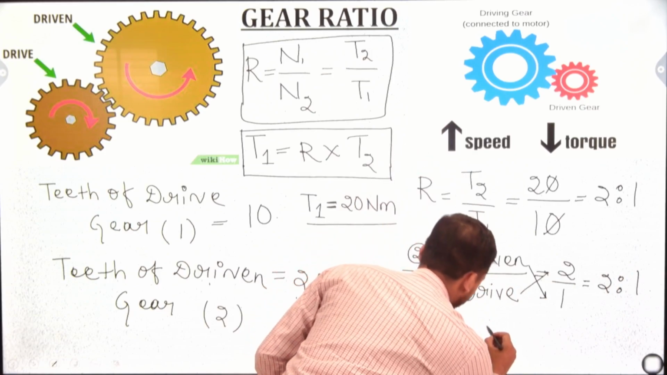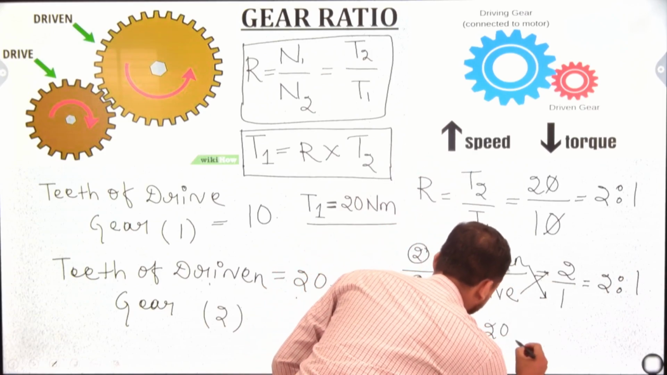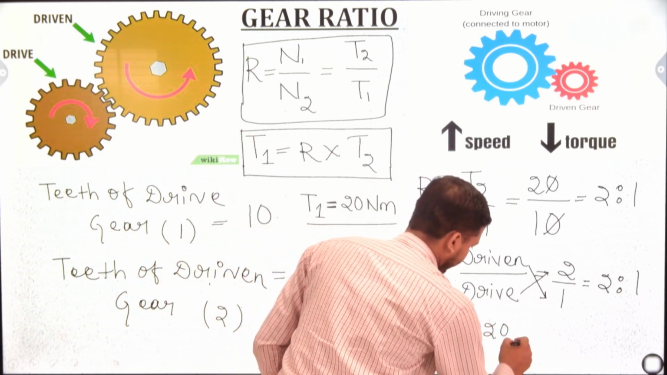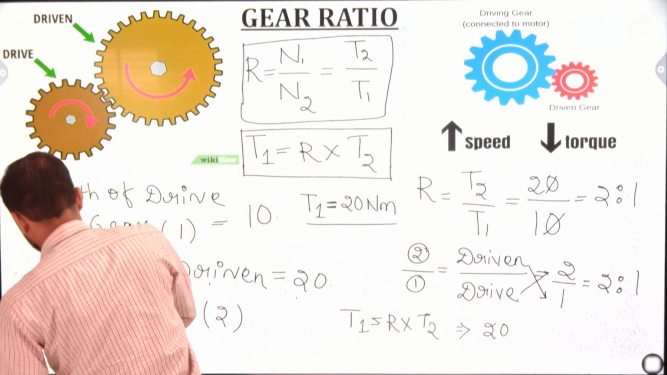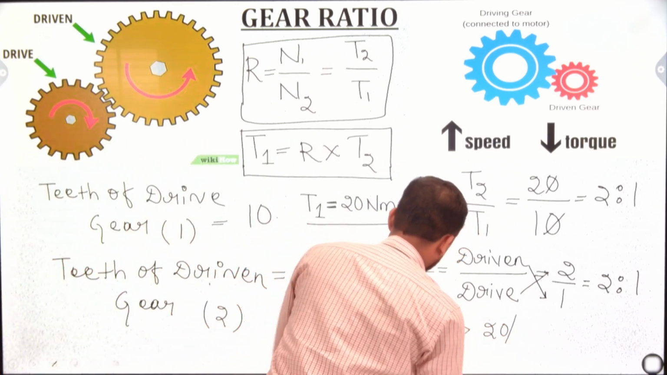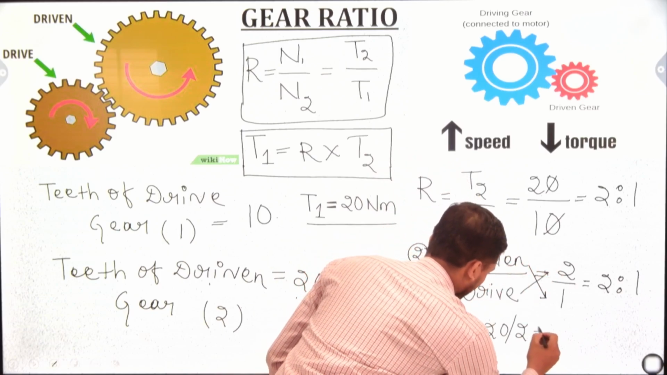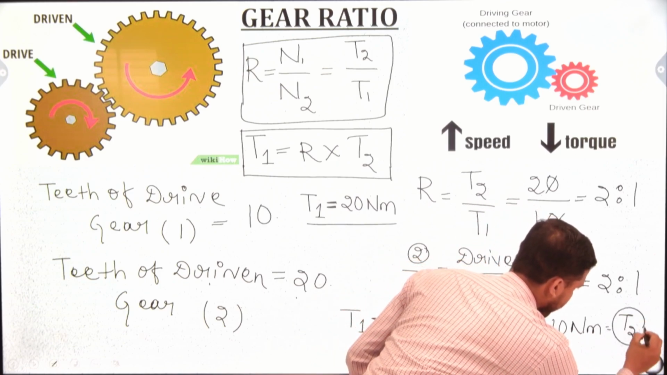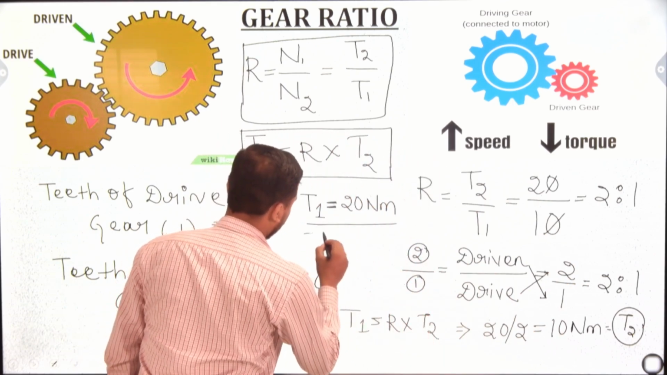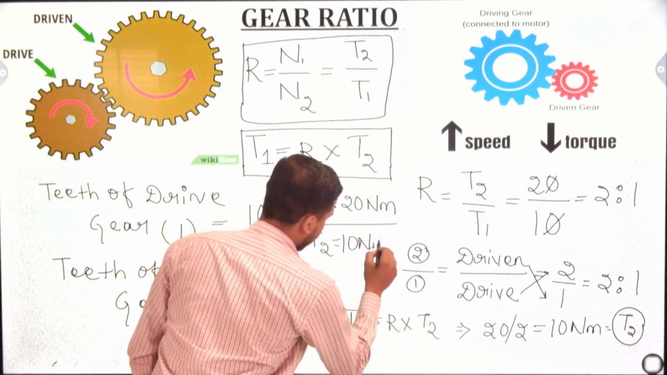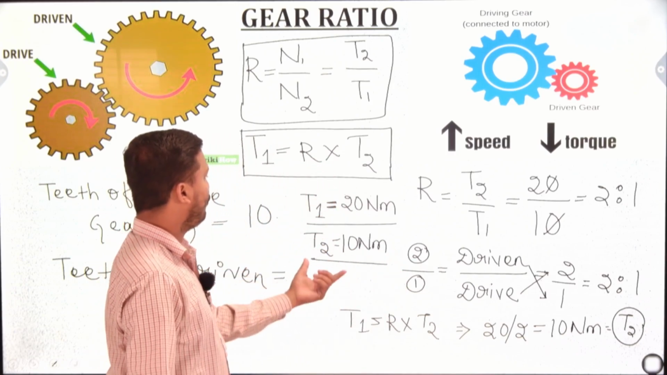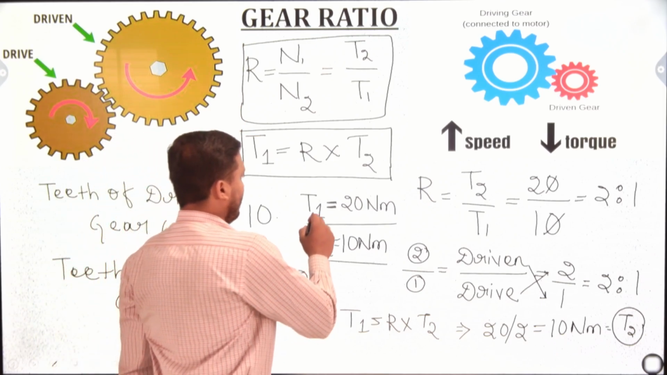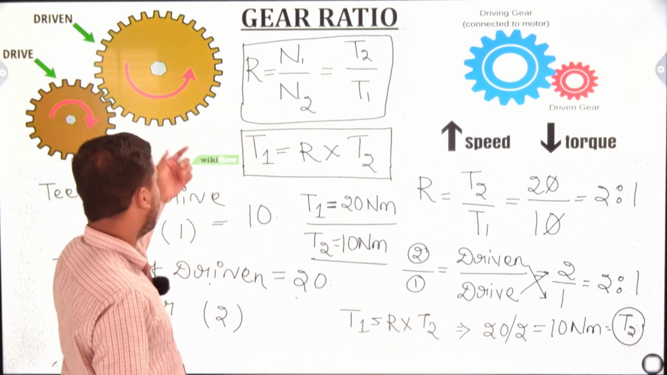So T1 is 20 divided by, okay, T1 is 20 divided by R. R is how much? R is 2. You are getting 10 Newton meter in the part of T2. Okay, so what you are getting? T1 is 20 Newton meter, T2 you are getting 10 Newton meter. So it is clear that torque is reducing. In the output, torque is reducing. So T1 is 20, T2 is 10, output torque is reducing and the speed increasing.